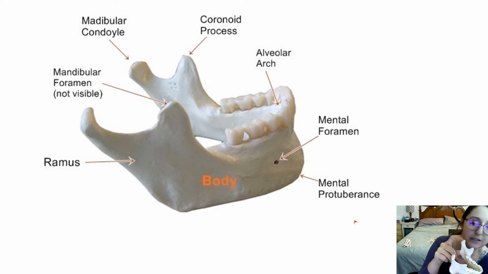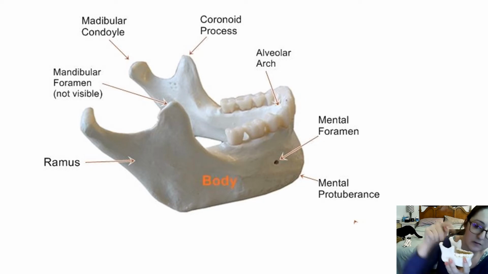The part that's going to sit into your jaw, like it sits up into the skull, is going to be the mandibular condyle. This little guy, this pointed projection here, is going to be the coronoid process, and again, think muscle attachment.